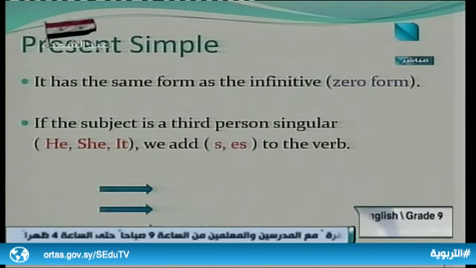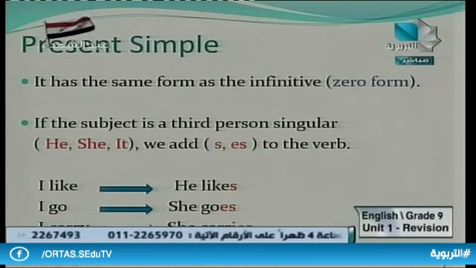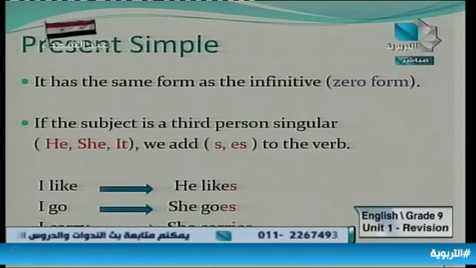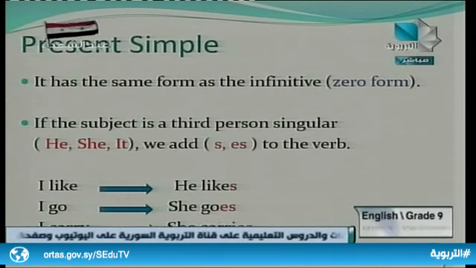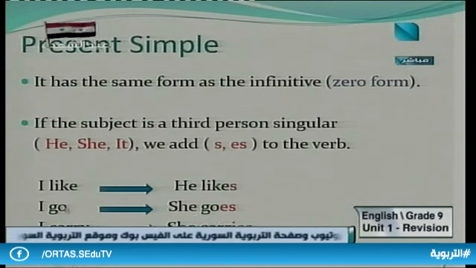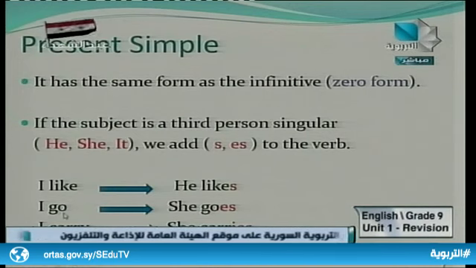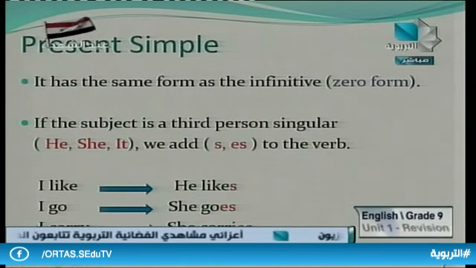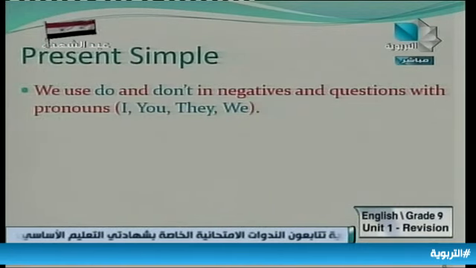When I say I like, this is simple present. But when I use he or she, we say he likes, she likes, or it likes. The same as for I go, we say she goes or he goes. I carry, we carry, they carry, you carry, but in the third person singular we say she or he carries.